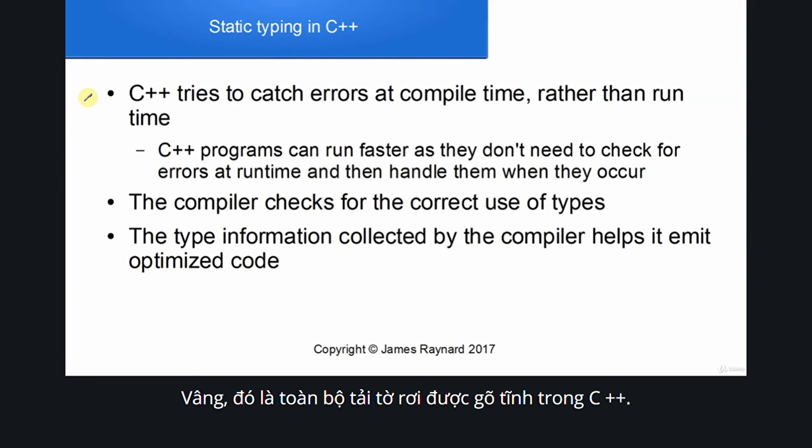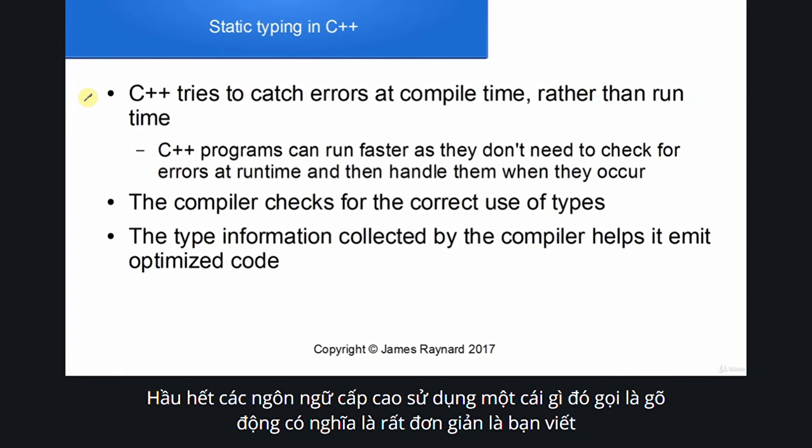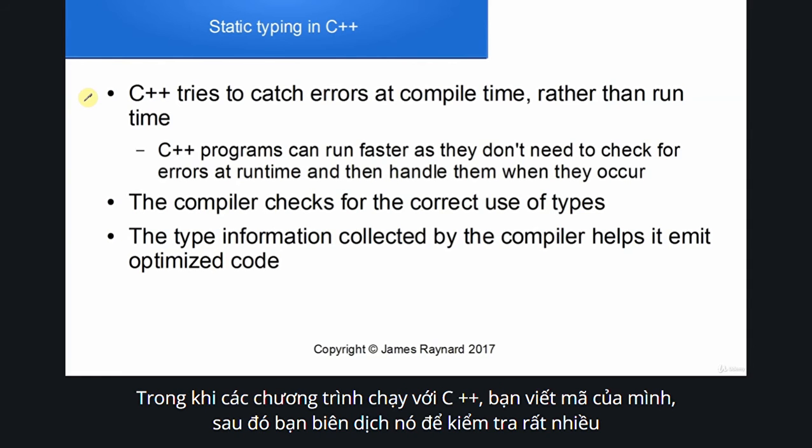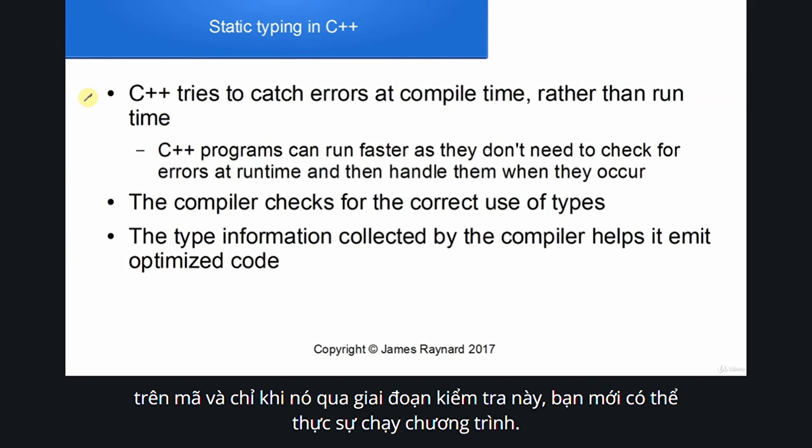Static typing in C++, this is one of the most distinctive features about C++. Most high-level languages use something called dynamic typing, which means very simply that you write your code and then run it, and if something goes wrong you try to sort it out while the program's running. With C++, you write your code, then you compile it, which does a lot of checking on the code, and only if it gets through this checking stage can you actually run the program.